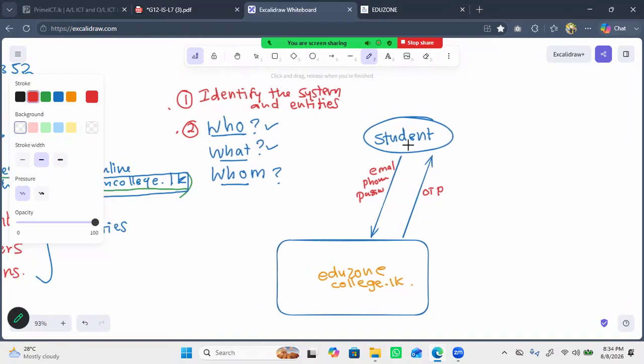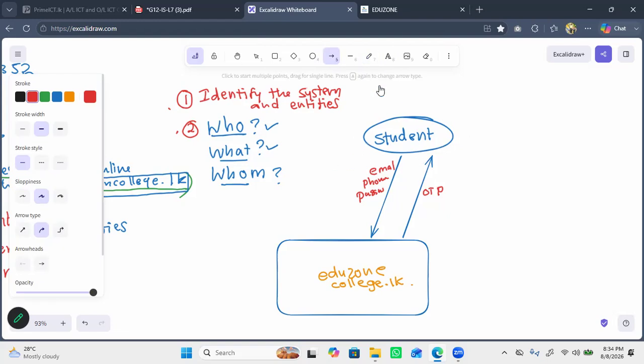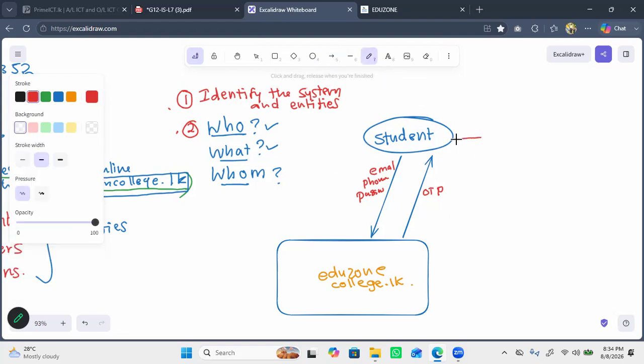Okay. After you got the OTP, what is your next step? You should enter the OTP code back to the system. Just draw it. Enter the OTP for the verification. You don't need to write anything. Just the student is giving back the OTP to the system.